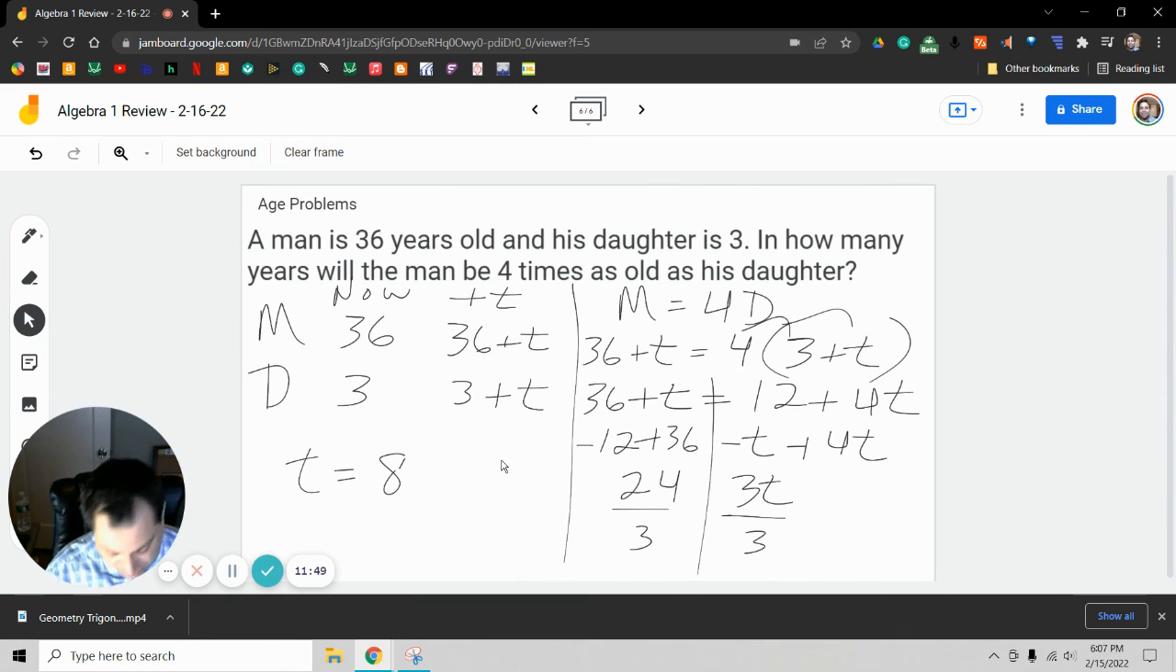So in 8 years, the man will be 4 times his daughter. 8 plus 3 is 11. 36 plus 8 is 44. 11 times 4 is 44. Why don't you give an age problem a try?